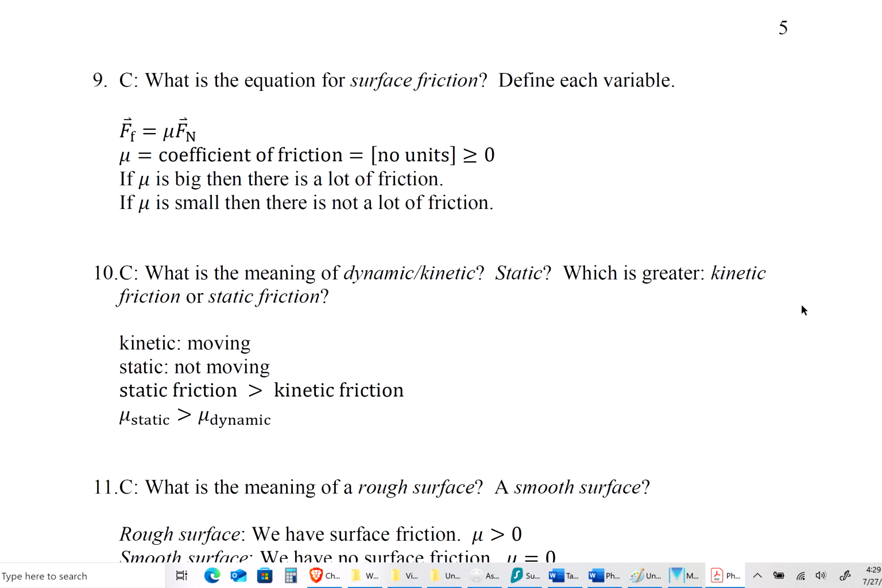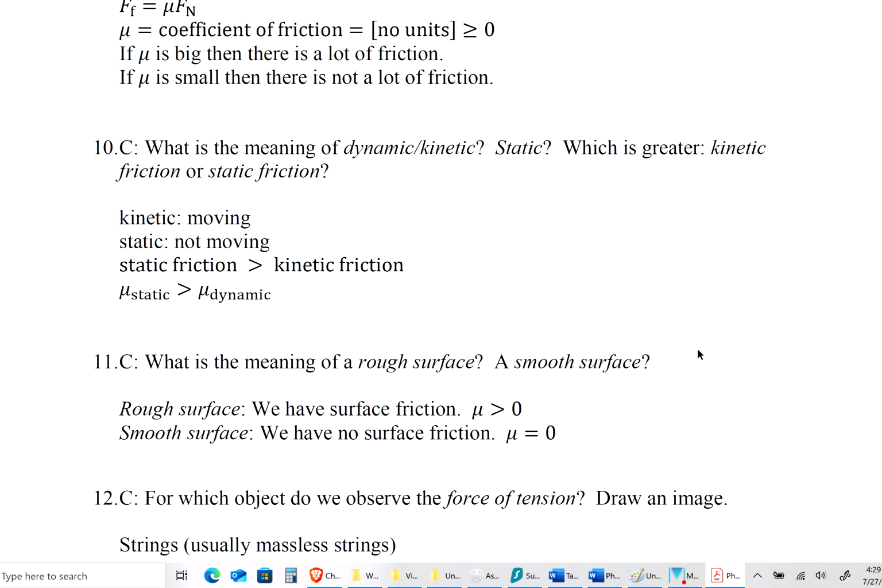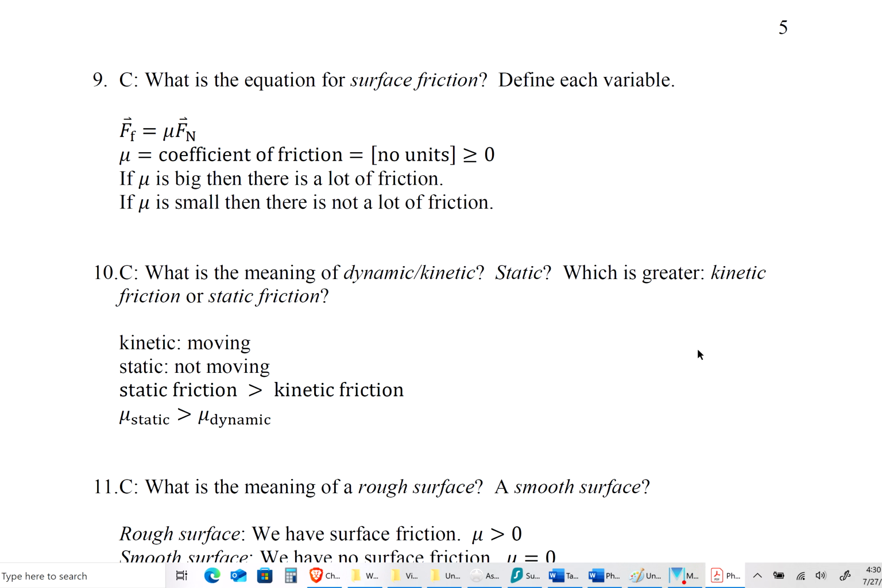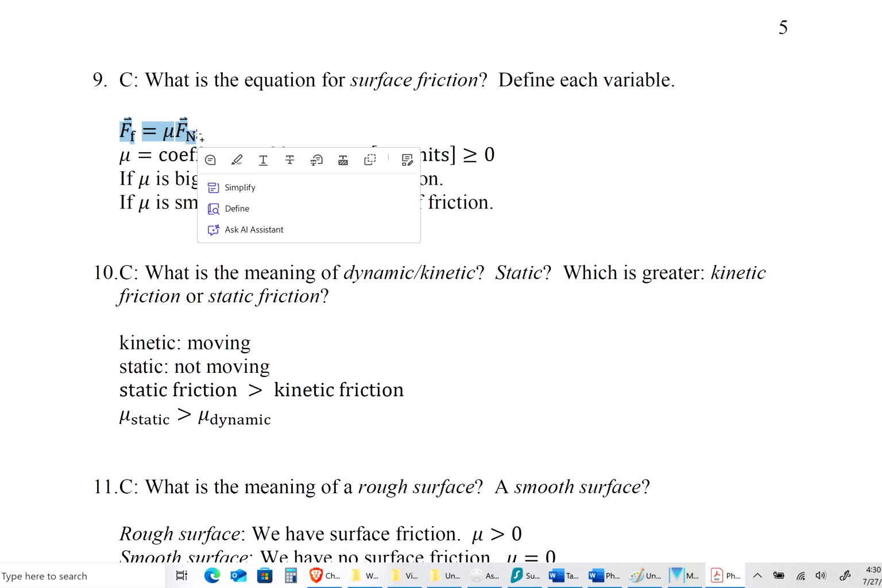Question number 10. What is the meaning of dynamic or kinetic? What's the meaning of static? Which is greater, kinetic friction or static friction? Kinetic means moving, static means not moving. So static friction is greater than kinetic friction. So mu static is greater than mu dynamic. So remember this: force of friction is equal to mu times force normal.